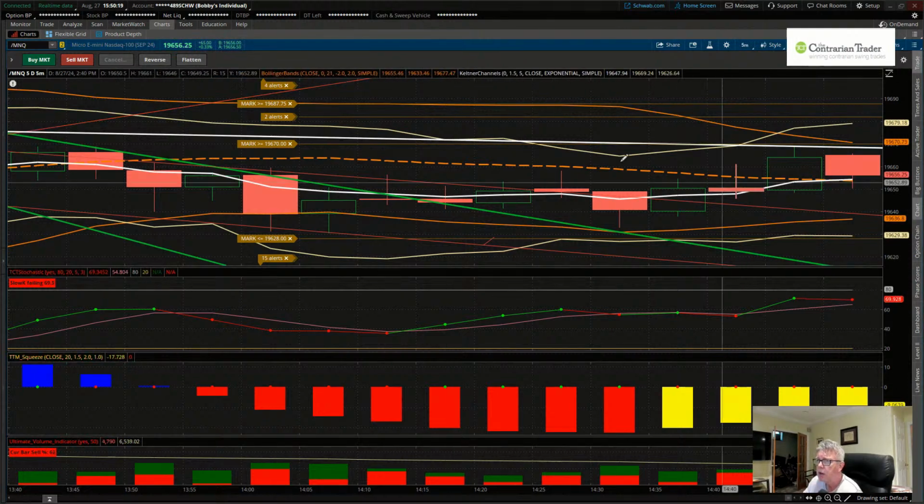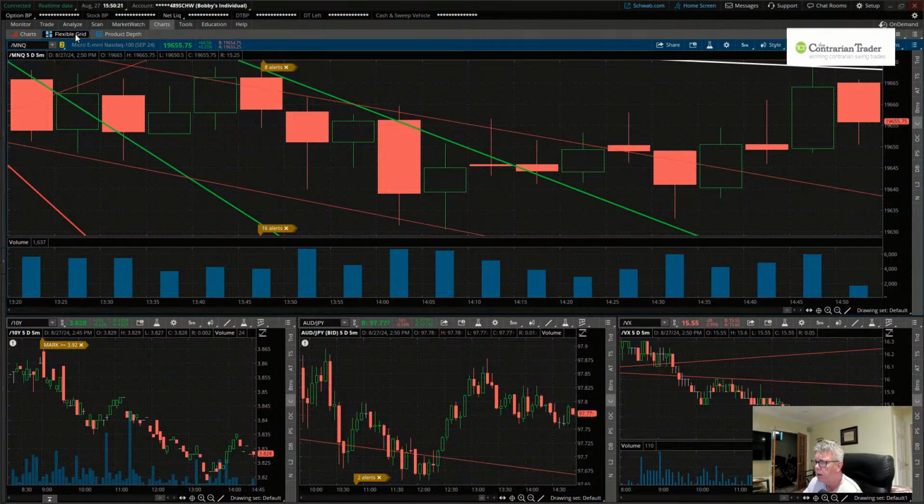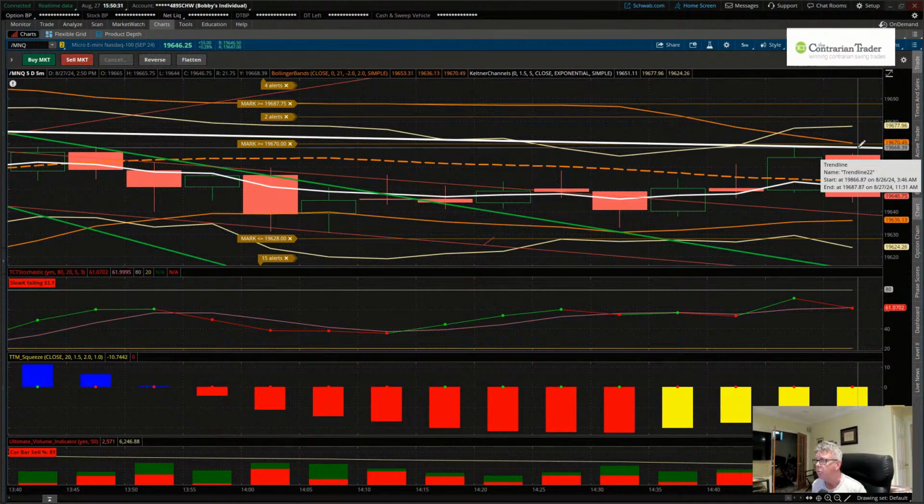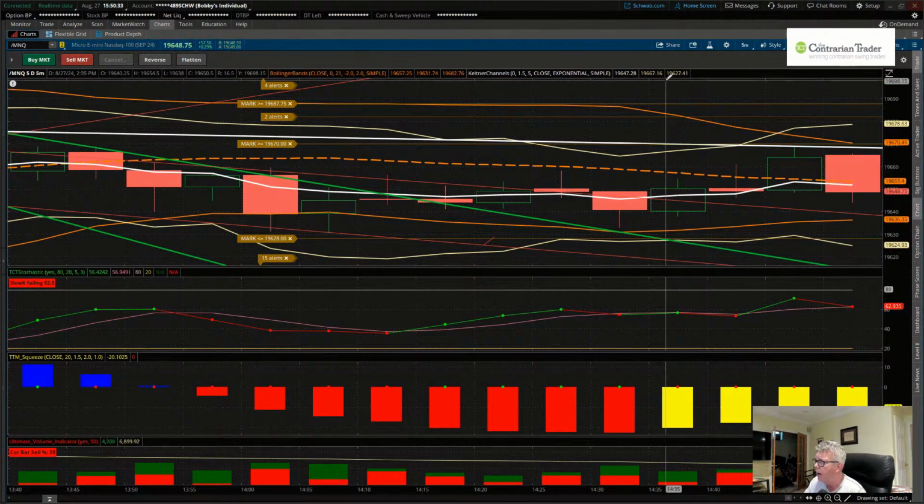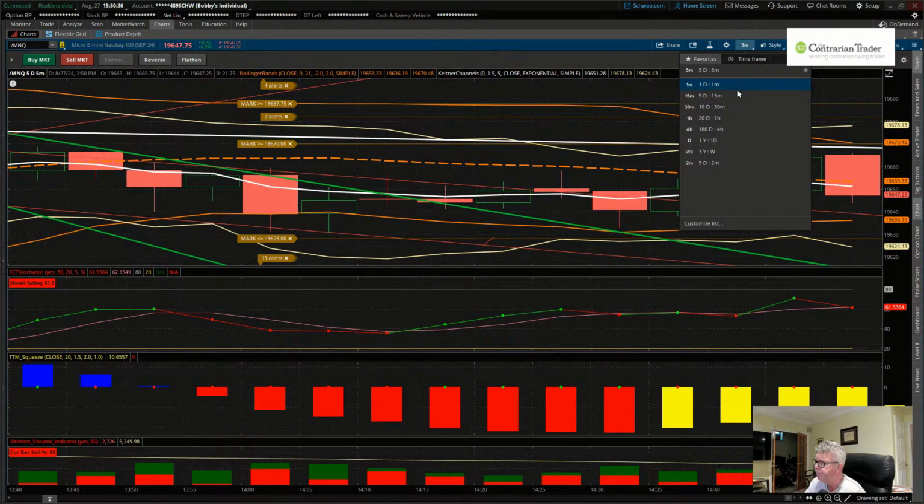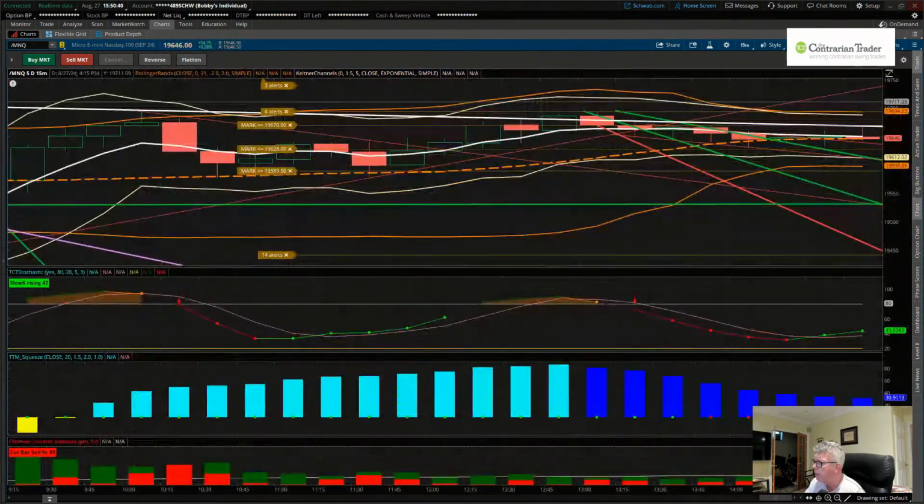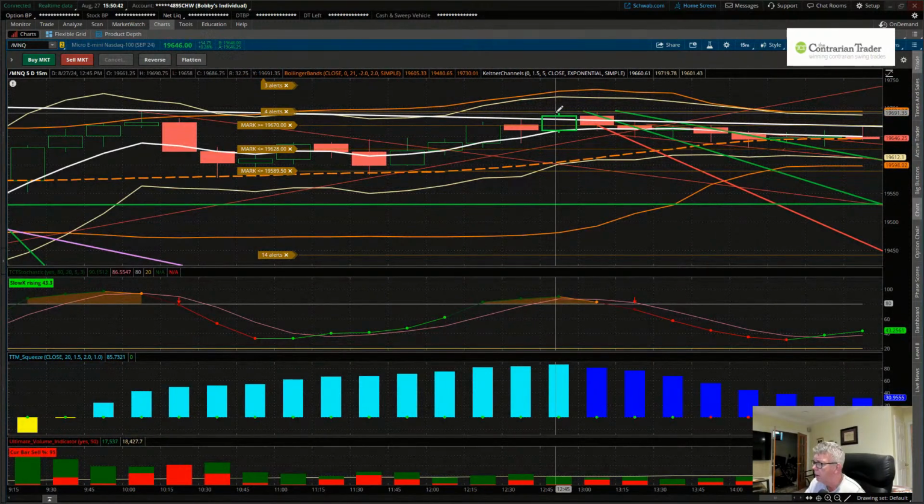All right, let's move on. Let's take a look at the rest of the market here. We have some sellers moving here on the NQ. This resistance level here in white represents 15-minute resistance. We broke out. Let's go to a 15-minute chart. We broke out here at 12:45.